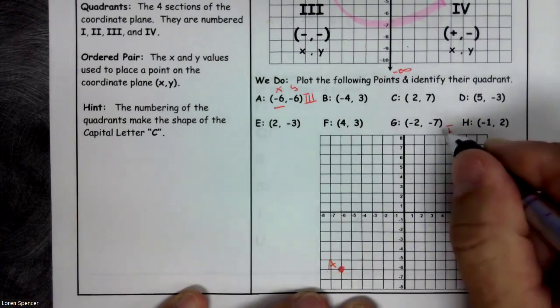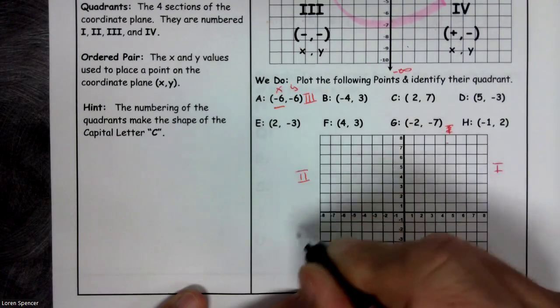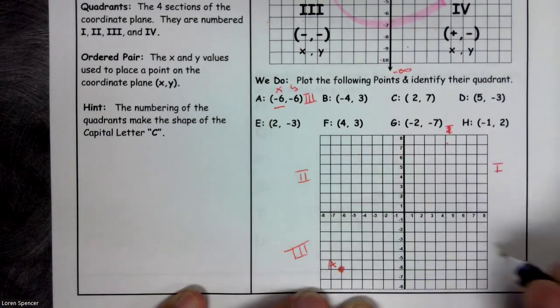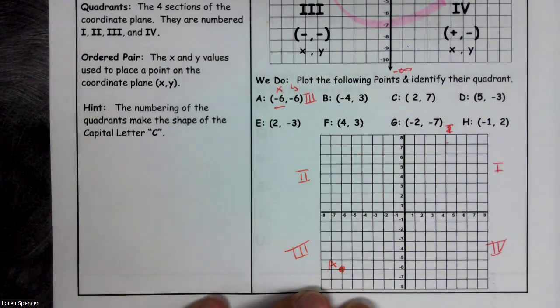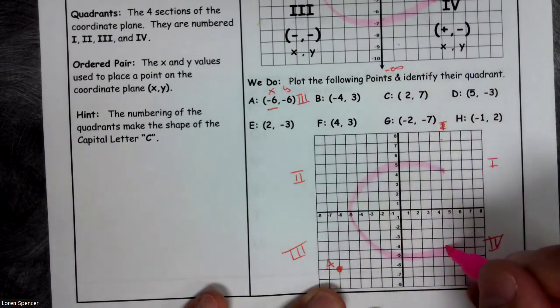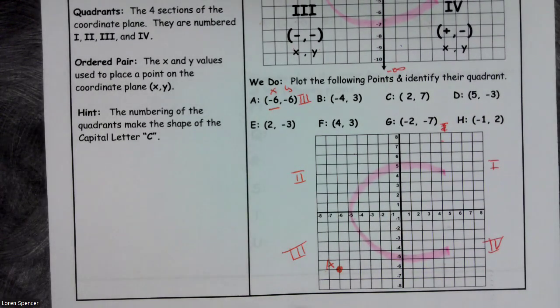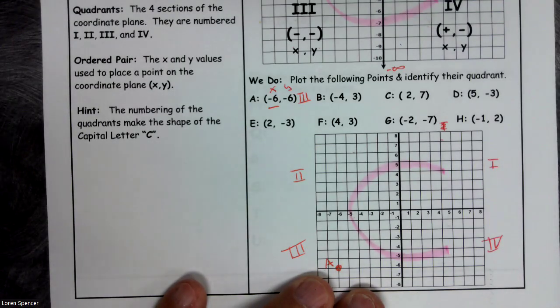Because remember, we have 1, 2, 3, 4. Because again, we follow that C. Now I'll go ahead and draw that C one more time, for that's the way the quadrants are numbered. All right. Then we have B.